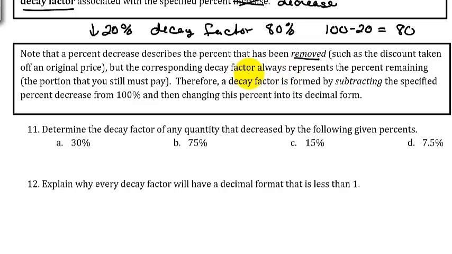The decay factor always represents the percent remaining, the portion that you still must pay. Therefore, a decay factor is formed by subtracting a specific percent decrease from 100, what we said earlier, and then changing this percent into its decimal form. So again, decay factors are represented with the decimal, and so really this decay factor would be represented in the decimal form of 0.8.